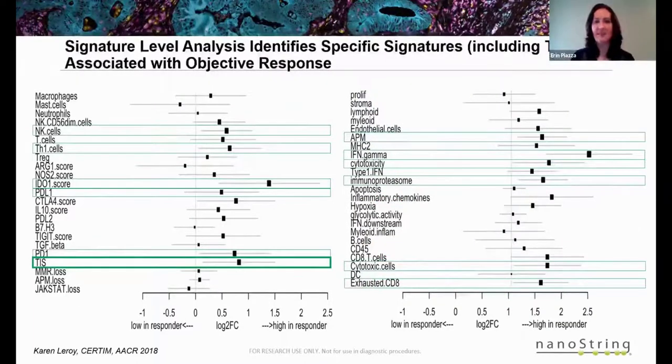Also, in a signature level analysis, a number of different signatures, including TIS, were associated with objective response. First, you can see tumor inflammation signature itself, highlighted in the bold box, but then there were also a number of other predictors, including NK cells and Th1 cells, both of those signatures included in Tumor Signaling 360, and then a few key immune relevant genes like IDO1, PD-L1, and PD-1, all of which, again, are included in that Tumor Signaling 360 panel as well.